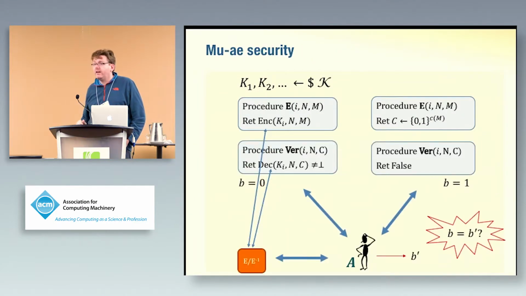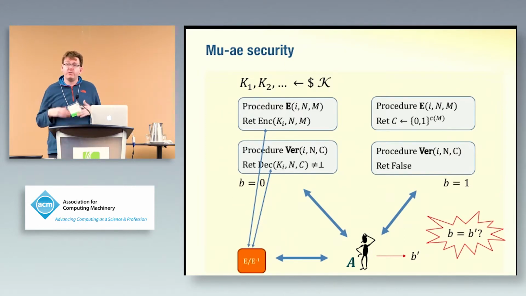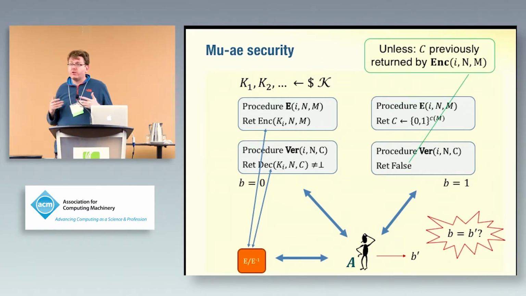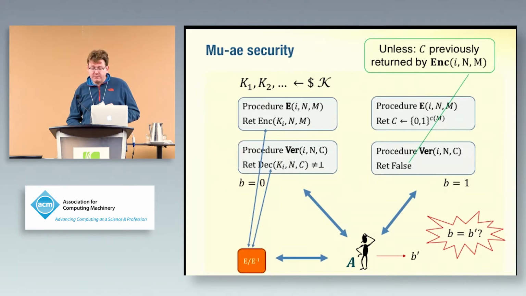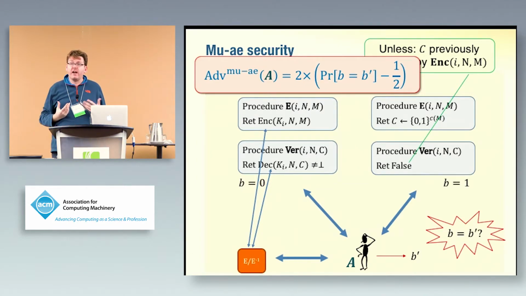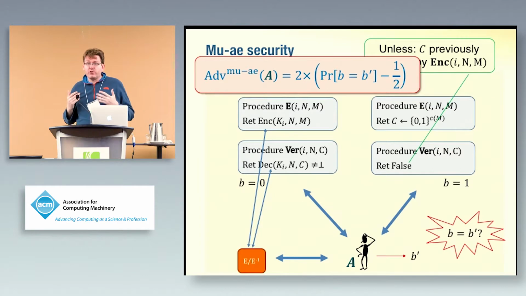And for integrity, we can just enhance this definition by adding a verification oracle, which in the real world checks the validity of a ciphertext. In the ideal world, it always says false, unless we are submitting a ciphertext which was honestly generated by the encryption oracle, in which case we know the ciphertext is valid. And now the way we measure security is through the advantage of the adversary. We measure quantitatively how much better than guessing with 50% probability the adversary does in telling the real world and the ideal world apart.